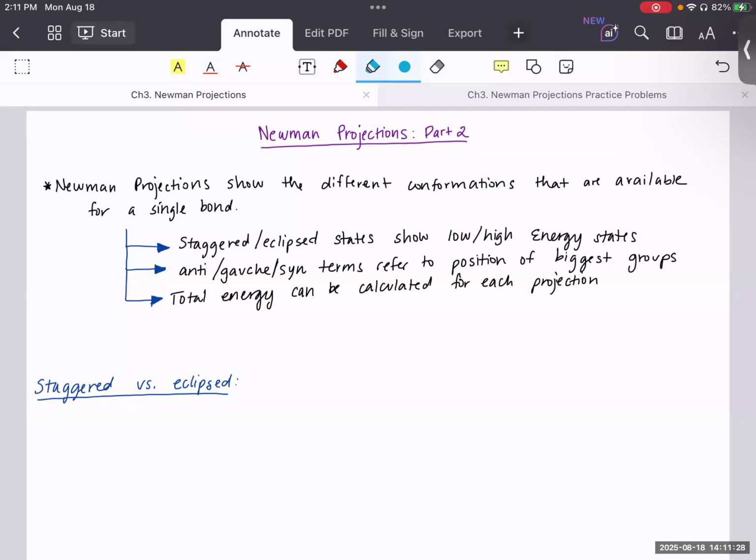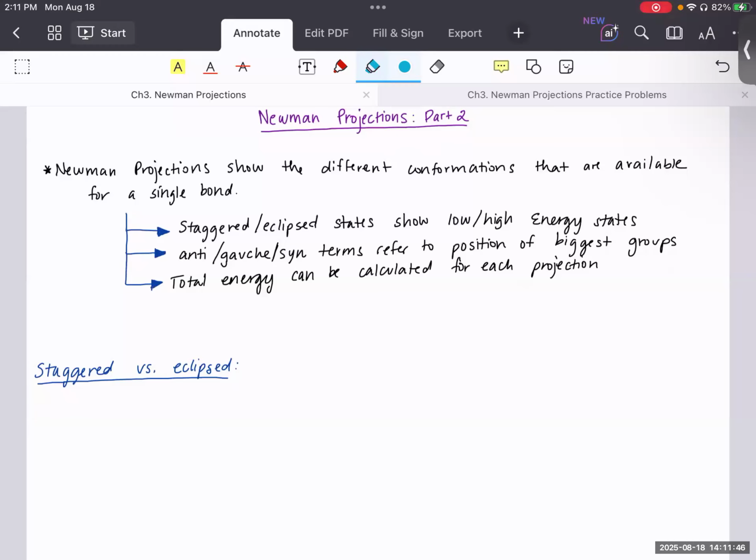This is part two of the videos on Newman projections. In this video, we're going to talk about how to compare the energies of the staggered and eclipsed states, and then also go through some terms like anti, gauche, and syn to discuss what those mean in regards to conformational states of different Newman projections. All right, and then we're also going to talk about how to calculate the total energy that the different interactions contribute to the stability of the conformer.